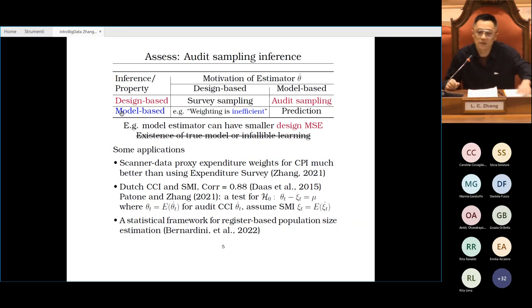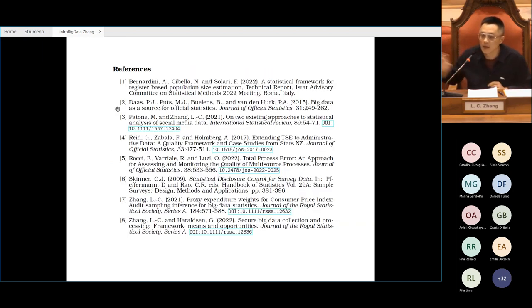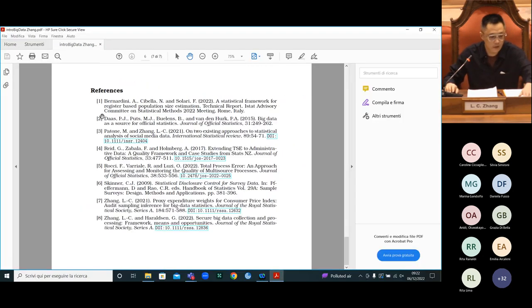Okay, with these things in mind, I think access, process, and assess, and I'll leave you to the talks today. Primarily, we'll be focused on process, but don't forget about the other issues. Okay, thank you. So I go on to the first speaker, Mauro, please.